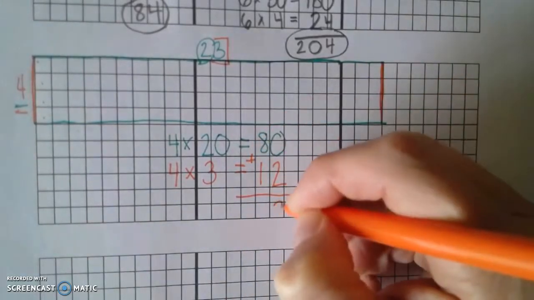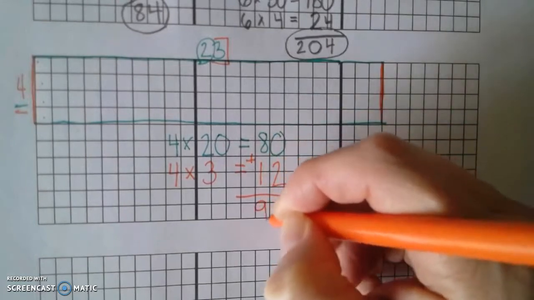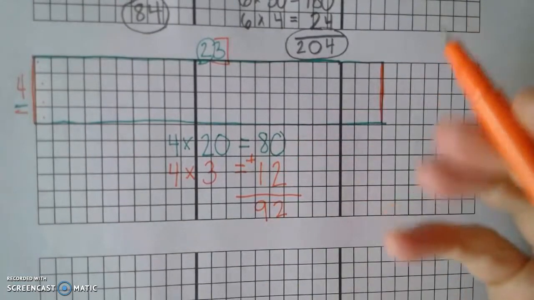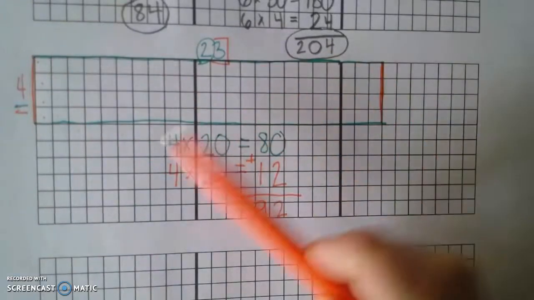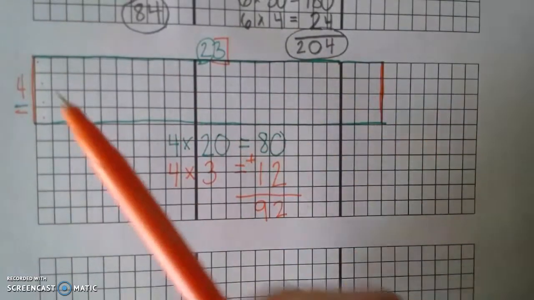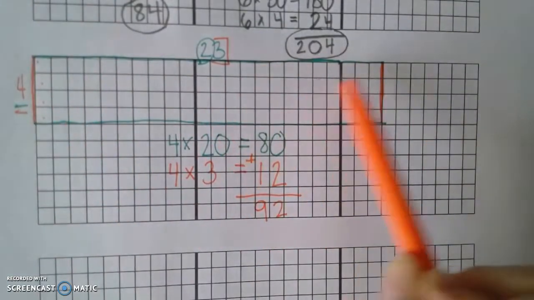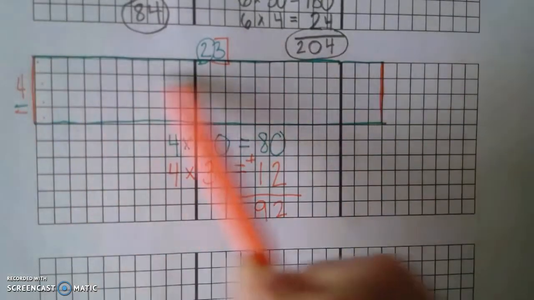0 and 2 is 2. 8 and 1 is 9. 92. Okay, and if I wanted to, I could absolutely count out these little squares. But this is an easier way. And it's showing you why exactly you break them down, because these are your 10s and 20s.